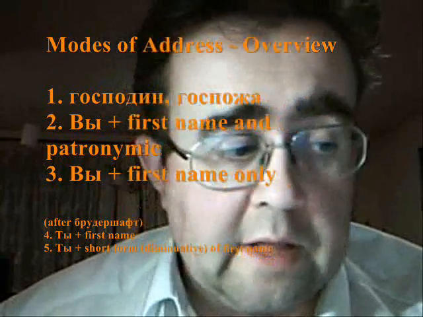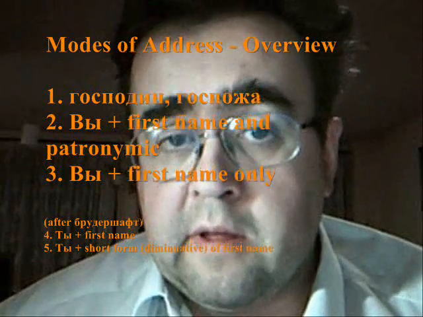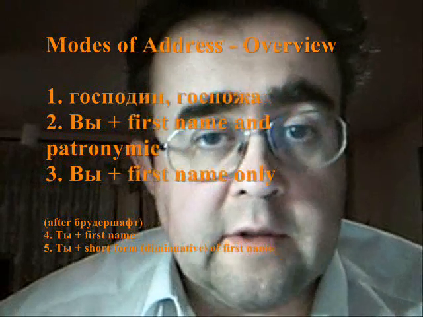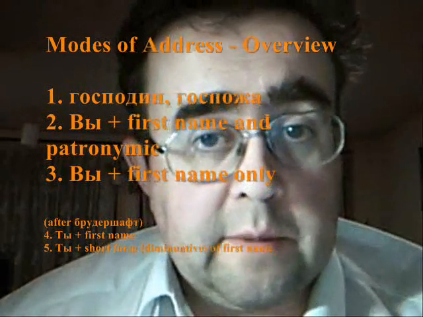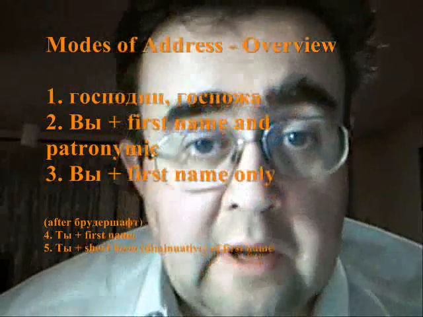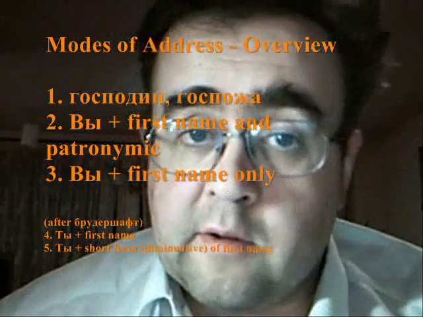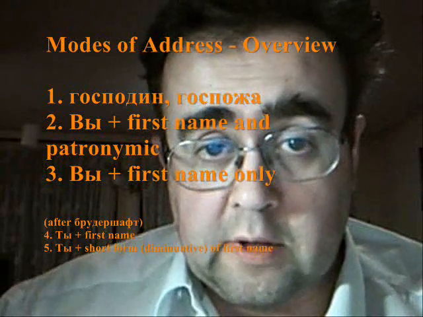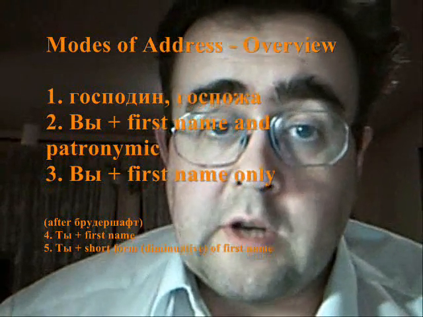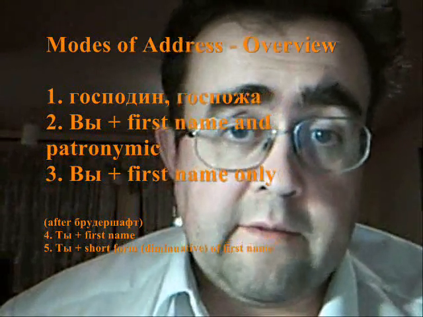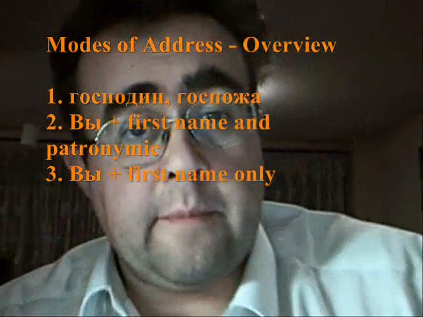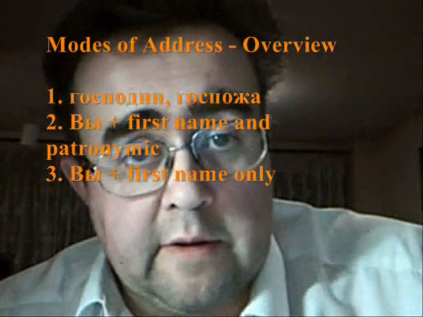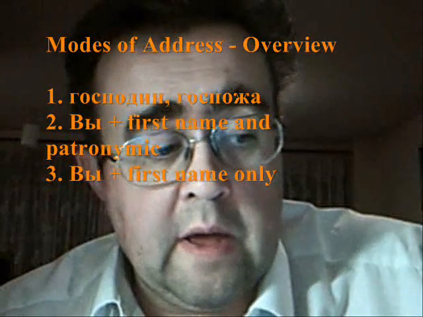So if you have something like Vladimir, it will be ты Volodya. You'll be using the Volodya form from Vladimir in the case of somebody that you are speaking to with ты, and Vladimir with вы. You will never be mixing those up. So you see that gradually the various forms change as you go towards a greater level of informality.